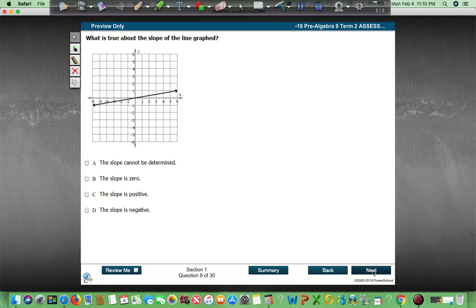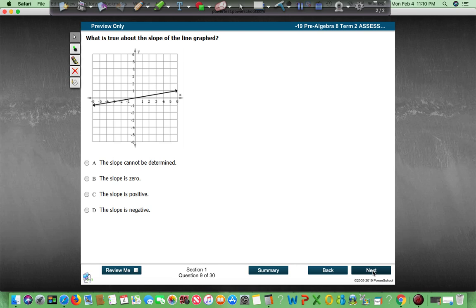Question 9. What is true about the slope of the line graphed? A, the slope cannot be determined. B, the slope is 0. C, the slope is positive. D, the slope is negative.